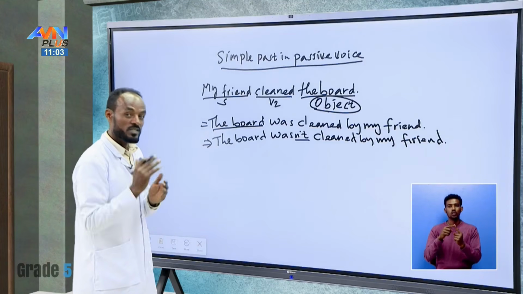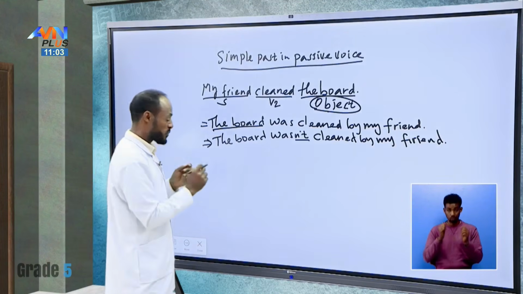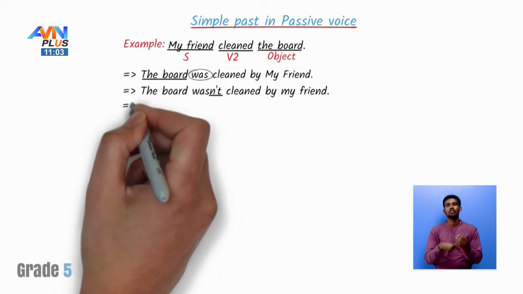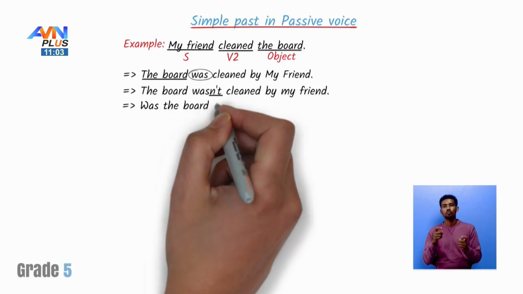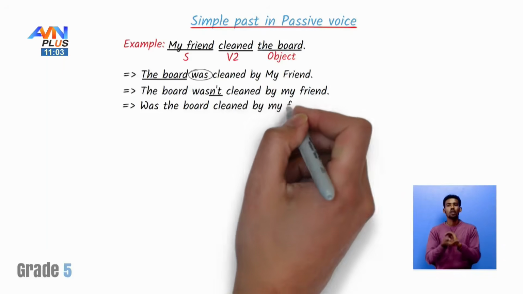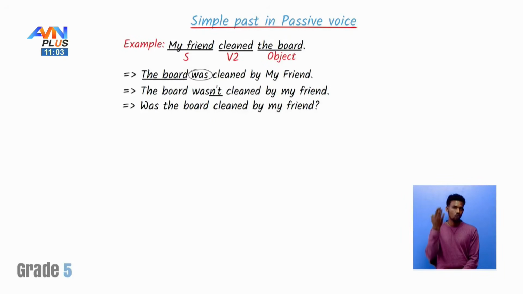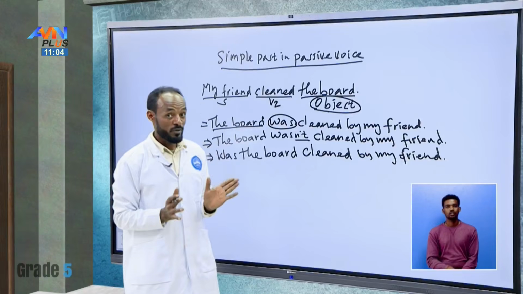What if you want to change such kinds of sentences into interrogative form or question form? Can we change it? Sure, we can. Here, we have to start from the verb to be. So, was the board. Then, the object of the active voice should be followed. Was the board cleaned by my sister or my friend? Good. I hope I'm right.